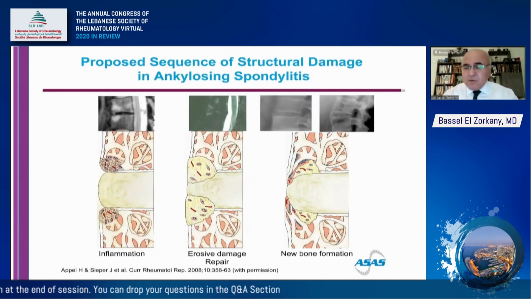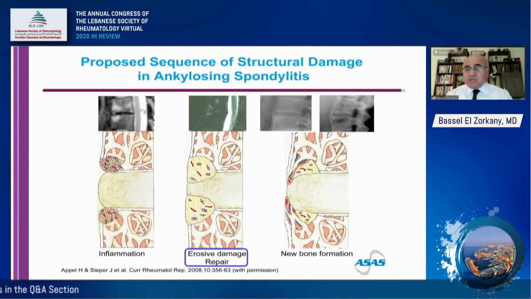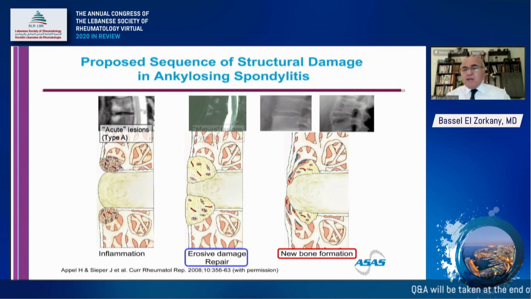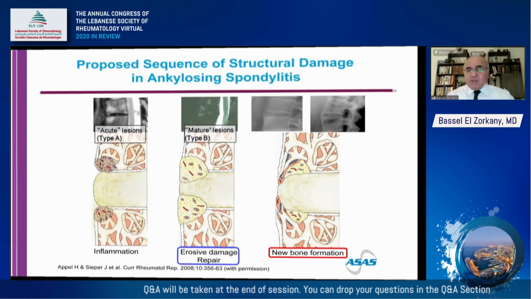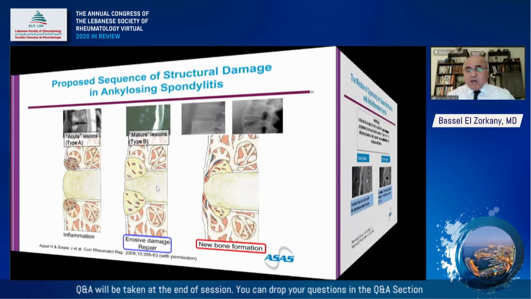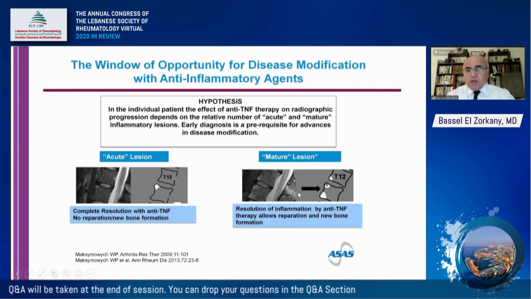And if you look for the pathogenetic events that occur, we see inflammation. After some time you have the damage, and this damage is repaired by new bone formation. In the MRI, we describe this as acute lesions, what we call type A lesions, and these as mature lesions or type B lesion. There is an interesting theory that if you treat the patient when they have these lesions with anti-inflammatory, you would probably not reach this stage, and then you would probably stop the disease.